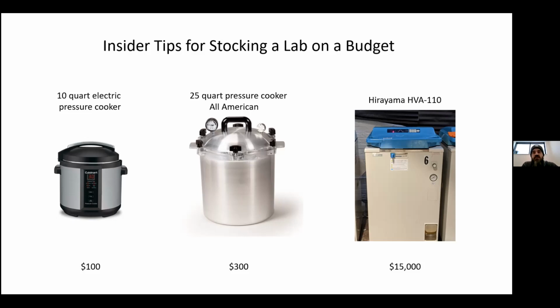So before I ever had an autoclave, I had an all-American pressure cooker, and they work very, very well for a lab on a budget, or doing stuff at home, doing microbiology at home. They're very useful.